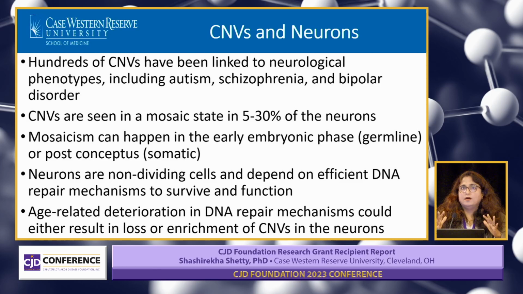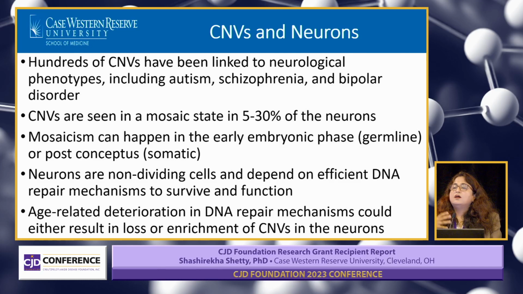Based on the literature, we know that in brain cells, when it comes to prions, neurons are very important, right? It is that cell that deteriorates over time and then the disease sets in. What we know about these copy number variations is that in the neurons, they are present in a mosaic state. What that means is if I looked at 100 neurons, about 5 to 30 cells would have this variation. The rest would be normal. So it's a mix of normal and a variation.